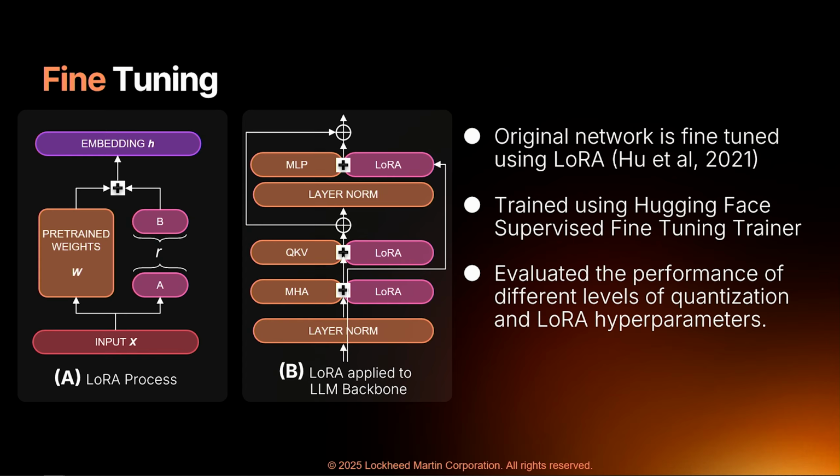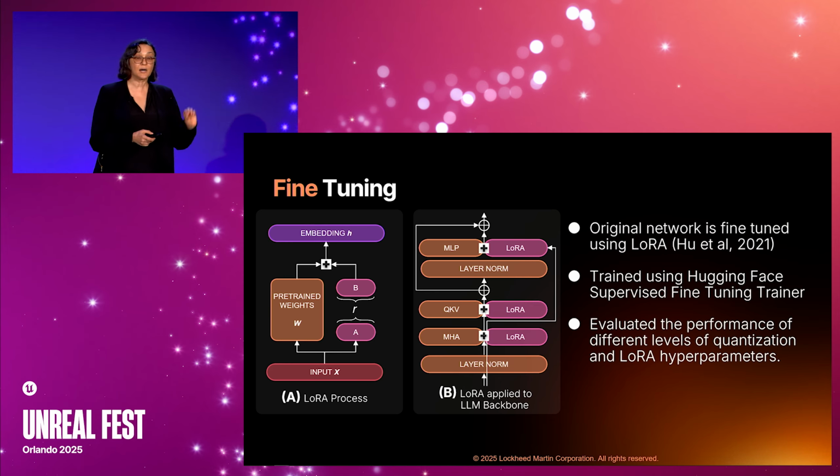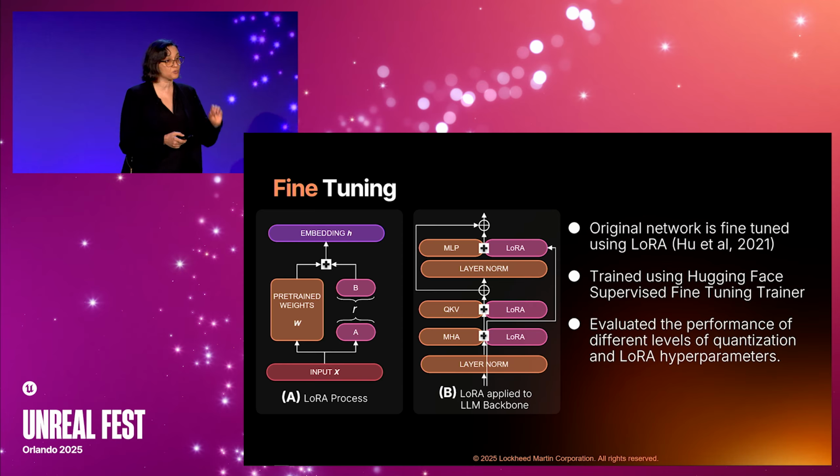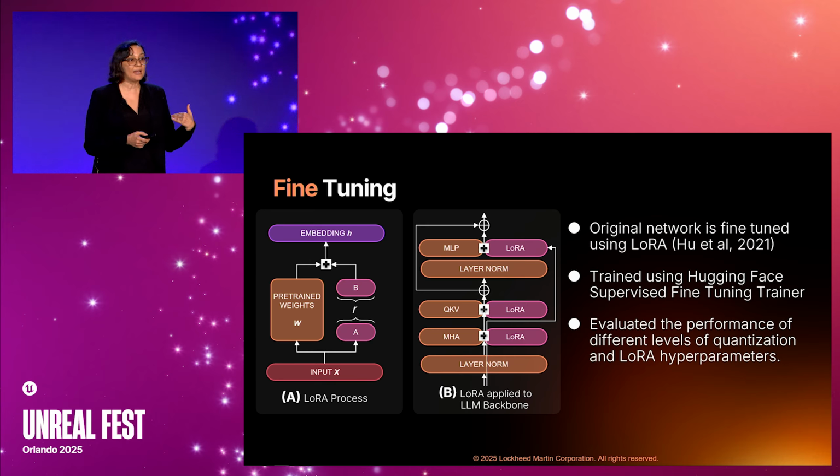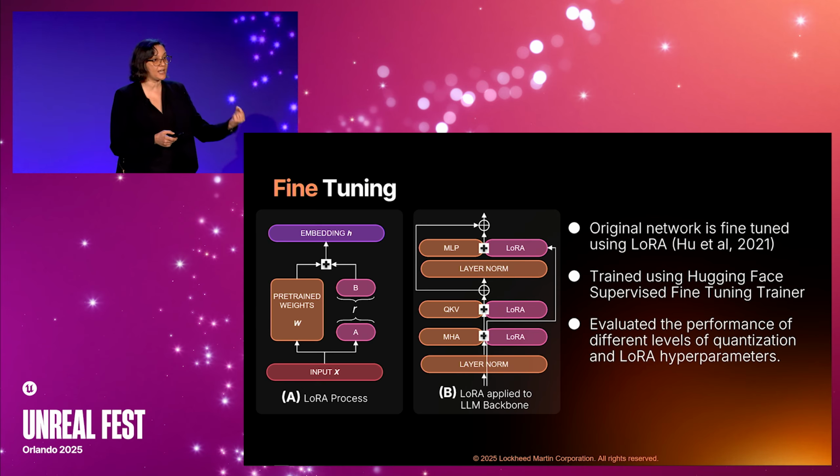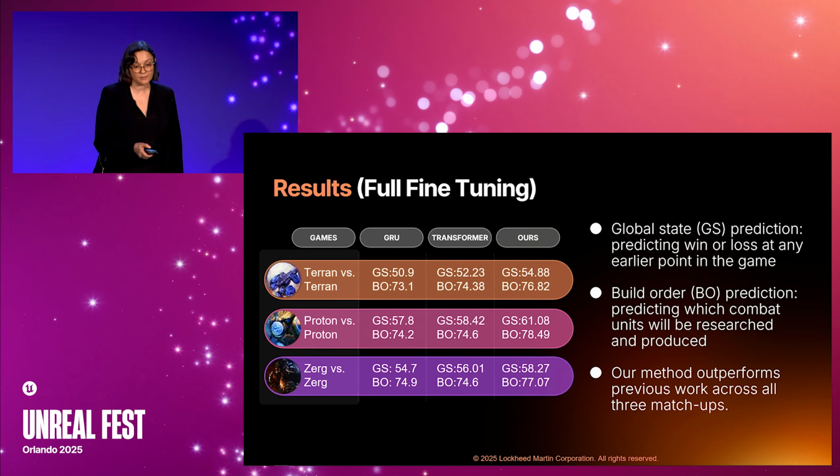It's very easy to do. We used the Hugging Face supervised fine-tuning trainer. A key thing was evaluating the performance of different hyperparameters. This can make a tremendous amount of difference. LoRA has a couple of different hyperparameters: the rank, which is essentially how much of the matrix you're trying to learn, and the alpha, which is essentially how much the weight change is going to affect the initial weights.